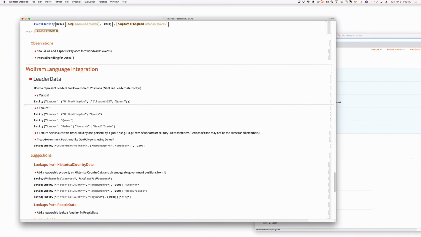Do we want to have them as, for instance, a leader data entity called Barack Obama, President of US, or, well, Donald Trump, President of US? Do we want an entity called President of the US? And then we have dated, and those dated will show entity instances. I think we're going to need multiple kinds of entities.